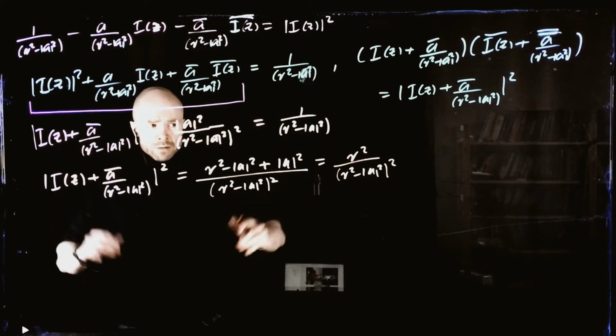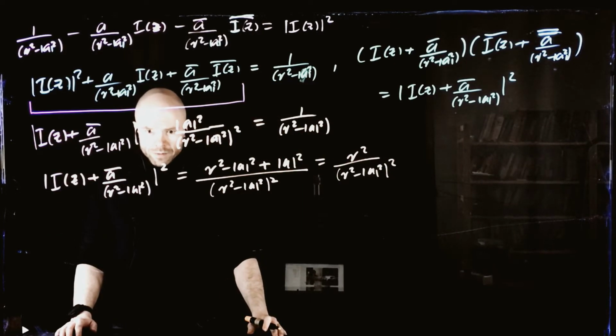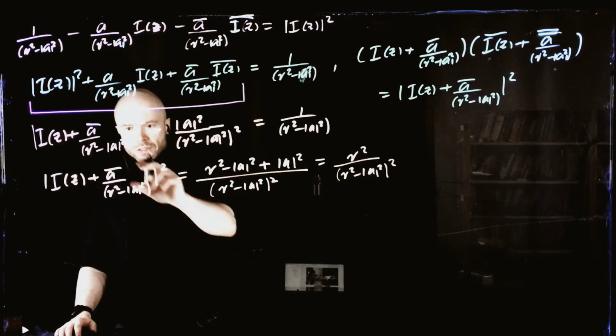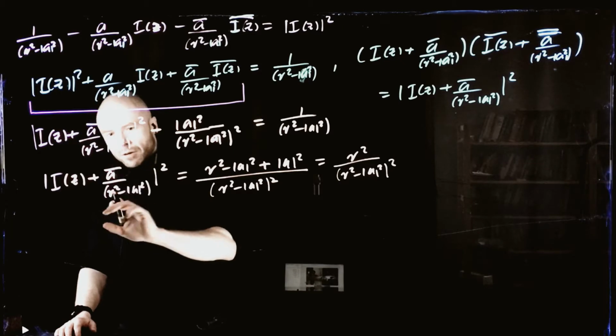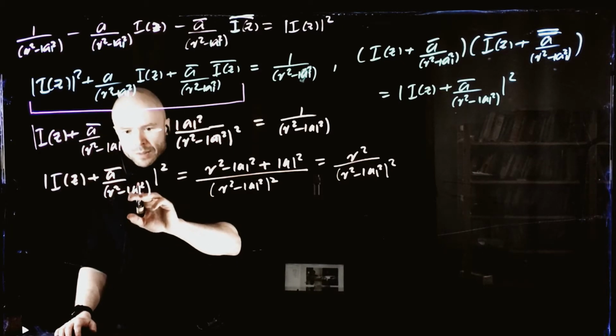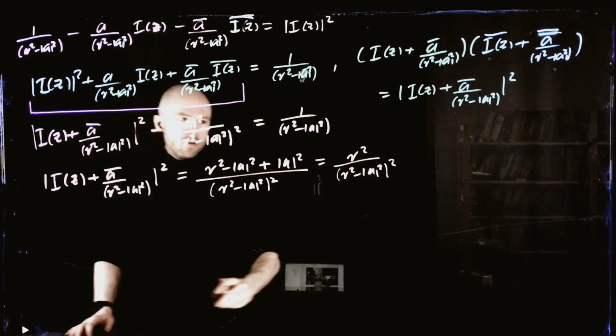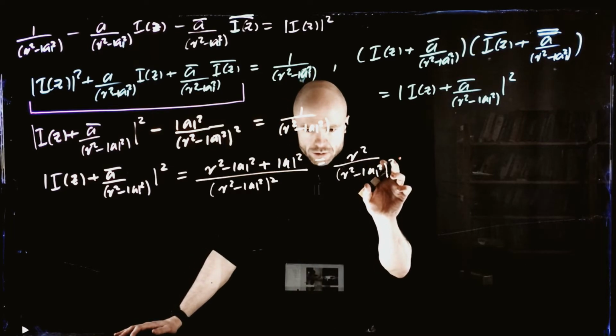And what we've just written down is the equation of a circle, right? It's the equation of a circle, which is centered around minus a conjugate over r squared minus mod a squared, right? And whose radius is given by this thing.